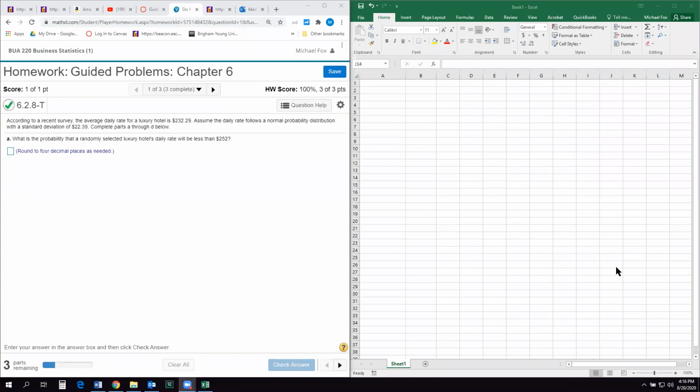Hey everybody, this is chapter 6, guided problems. So this is continuous random variables, or continuous distributions. What's different about these distributions than discrete distributions like we did in chapter 5 is that we're not just taking whole integers like in a discrete distribution, but we're taking any value between the integers.